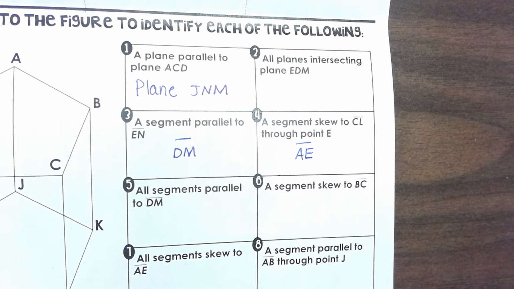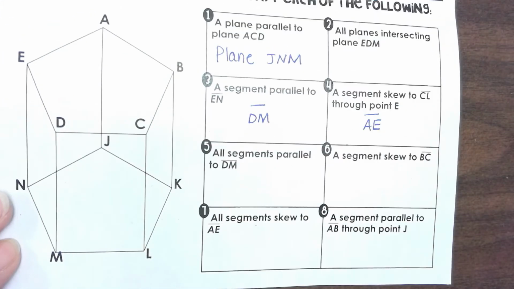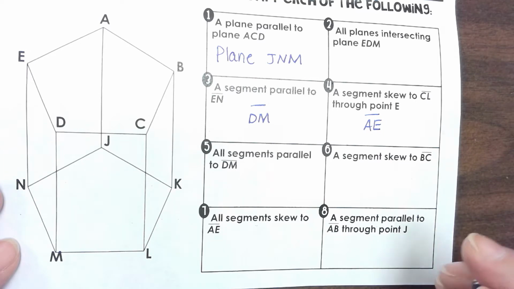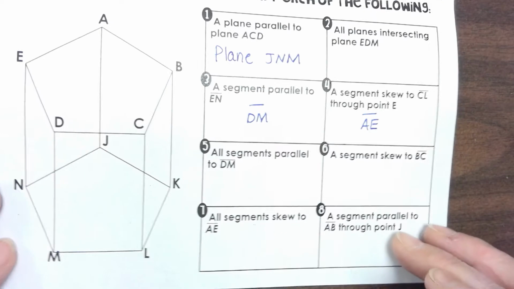So it is skew to. It is not on the same plane. It is not parallel, and they are not going to intersect. Okay, all segments parallel to DM. That would be all your side links going from the bottom to the top. So that would be EN, AJ, BK, and CL.